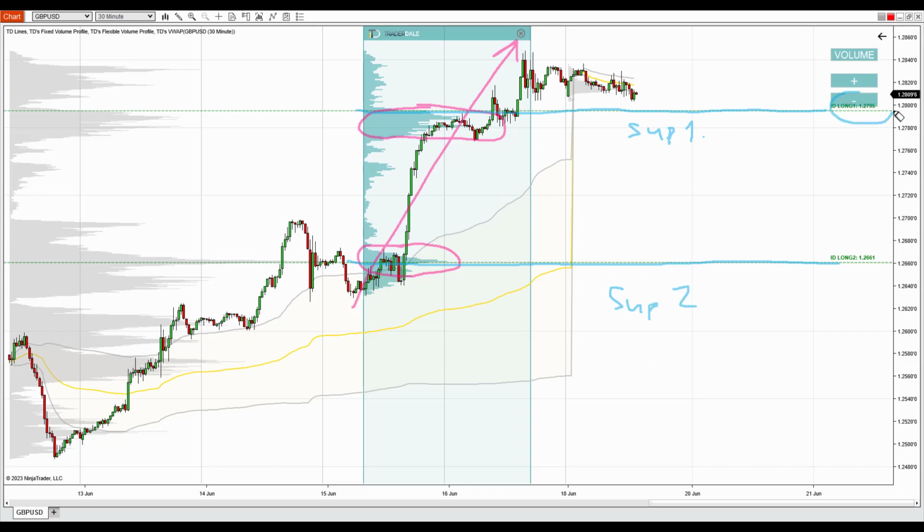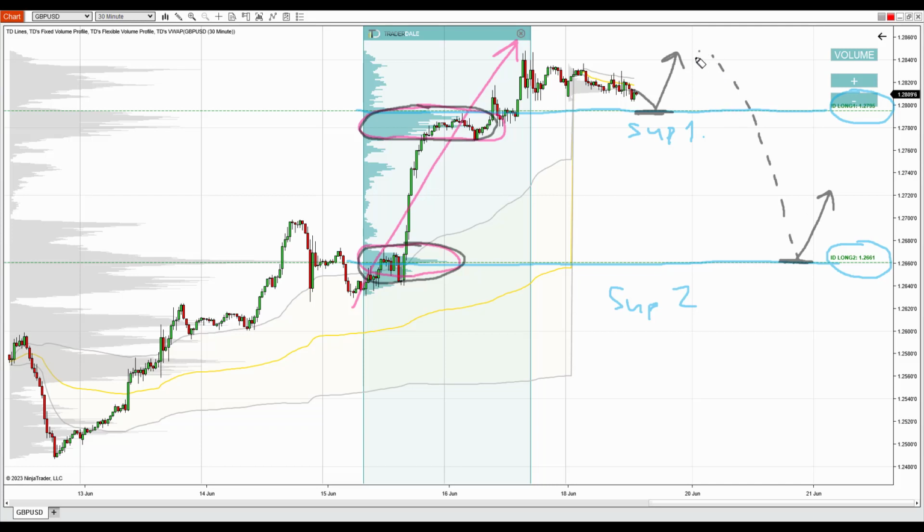The first one is at 1.2795. The second one at 1.2661. The logic is the same as on the ES. Buyers who are adding to their long positions in here and in here should be defending their long positions when the price reaches those heavy volume zones, and they should manipulate and push the price away from those heavy volume zones. So that means there should be a reaction from there, and then ideally when there is a pullback to the second support, if there is a pullback to it, then the market should react there as well.